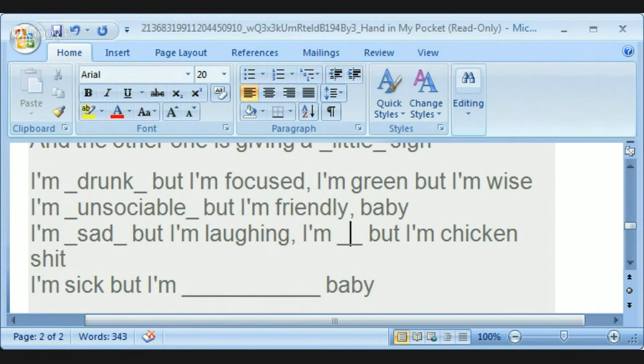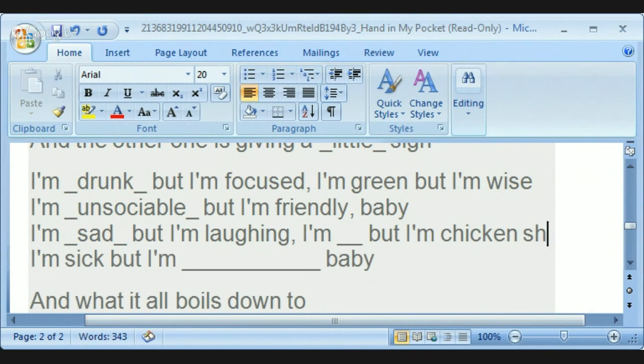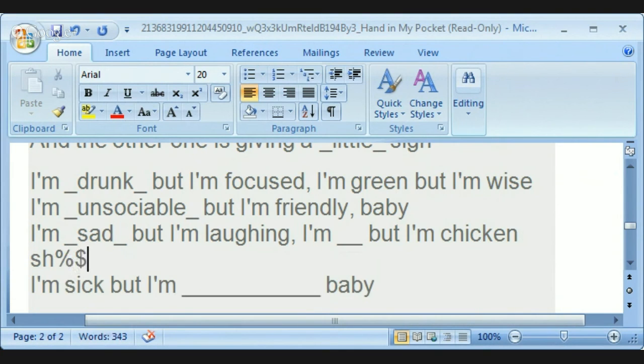You don't have to say the bad word if you don't want to. I'm blank, but I'm chicken... Okay, bad word. I shouldn't have said that. Okay, block that out. If you're chicken bleep, that means you're really scared. Well, not really scared, but you're afraid to do anything. You're afraid to take any chances. You won't even cross the street by yourself.